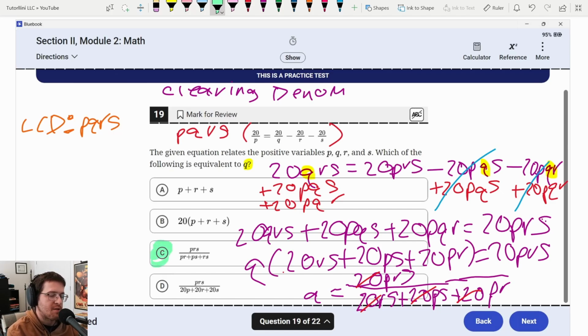I'm willing to bet lots of people pick choice D just because of all the 20s, but what makes it wrong is there's no 20 up there. Remember, we had a 20 next to the PRS at the beginning. Great, so the answer is choice C.